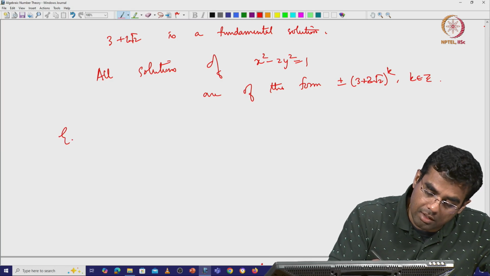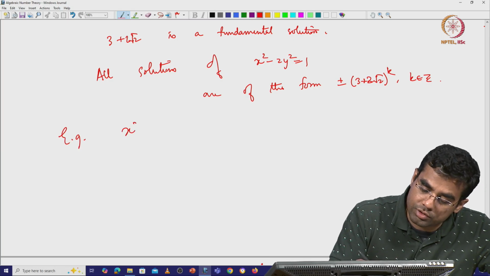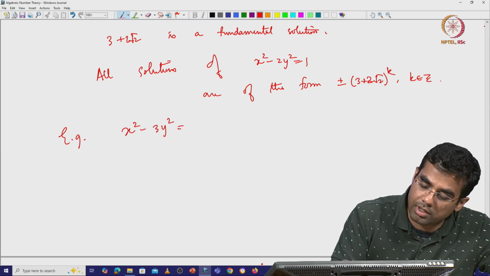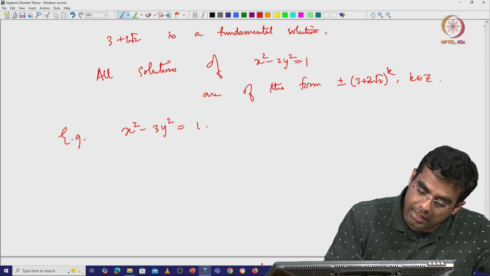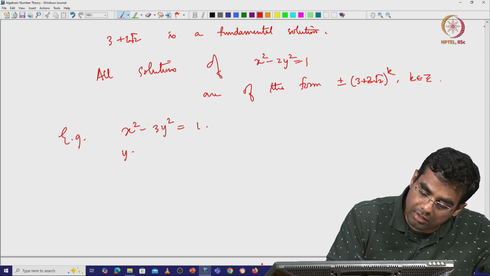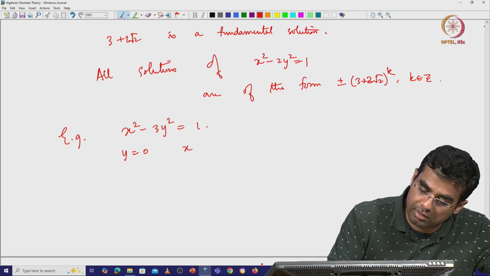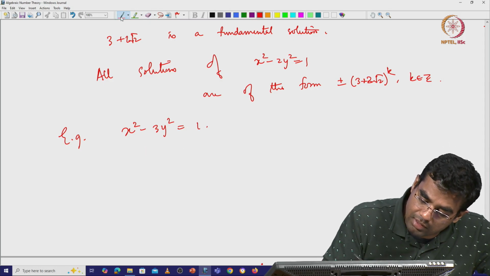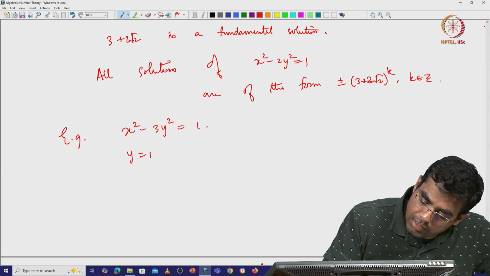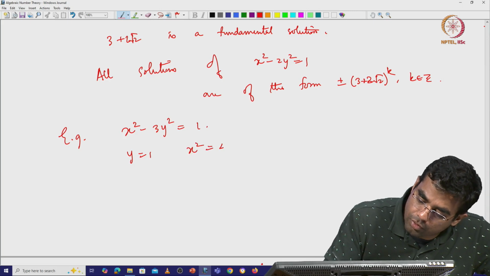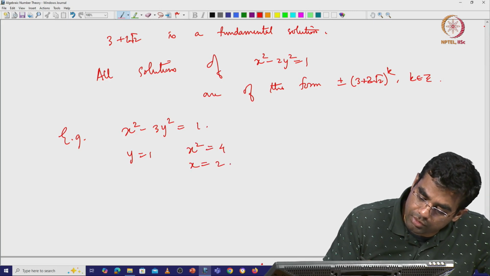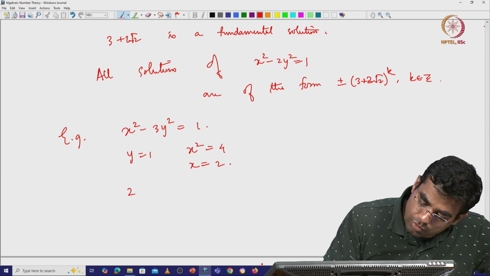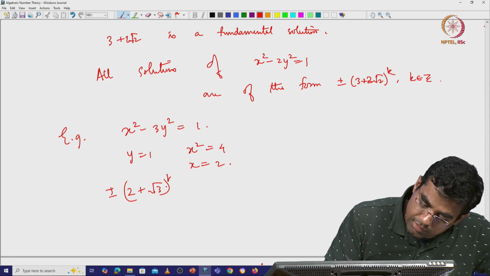Alright. So, another example is you look at x square minus 3y square equal to 1, and in this case, of course, you can try y to be 0. You always get the trivial solution. So, you try y equal to 1, you get x square equal to 4, and so x is equal to 2, and you get 2 plus square root of 3, and so these are all the solutions.